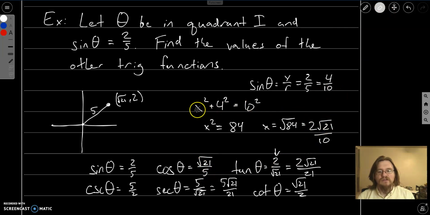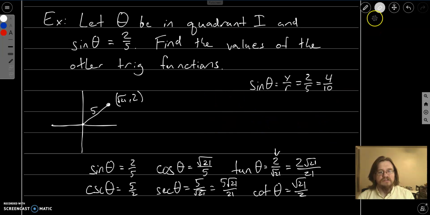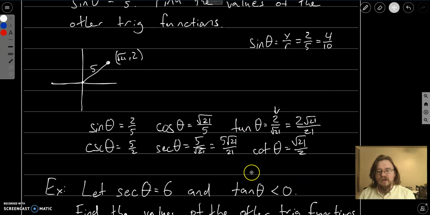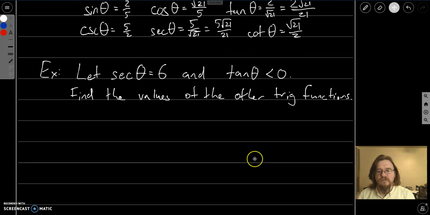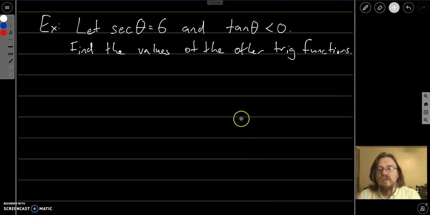So when you are working out all the rest of these trig functions, you might as well choose x, y, and r to be whatever these values here are going to be. So for instance, sine being y over r, and we know that that's 2/5. We might as well use 2/5 and not make it complicated by choosing bigger ones. So let's do another example, and I'll show you a little bit more of this as well.